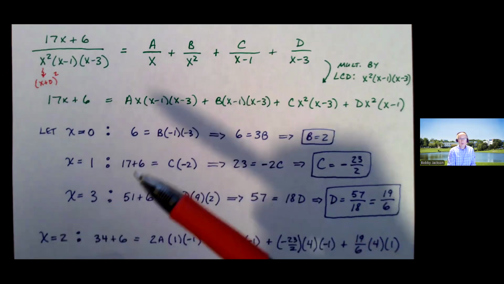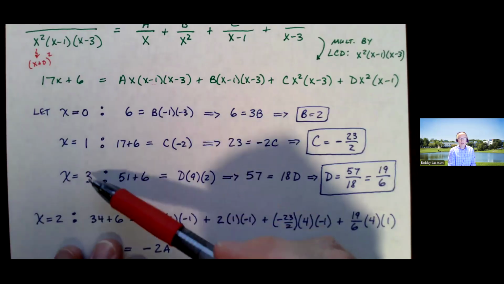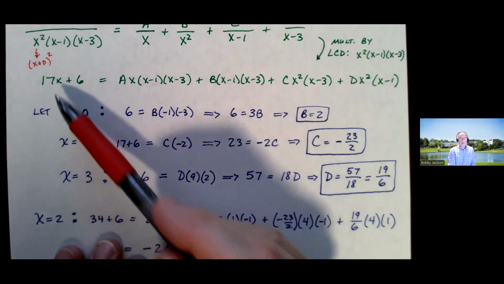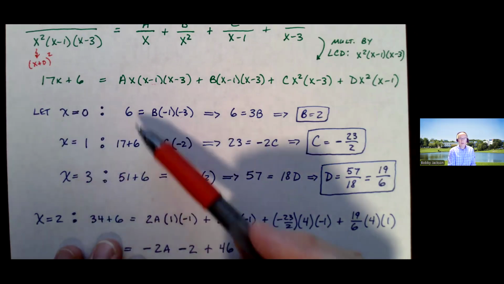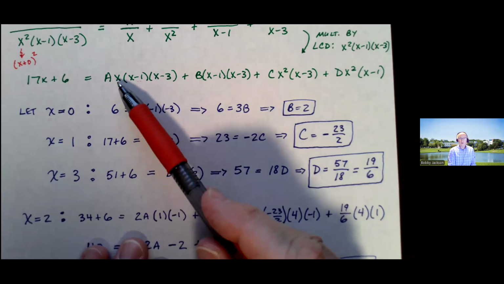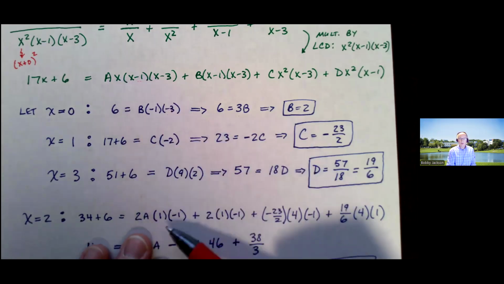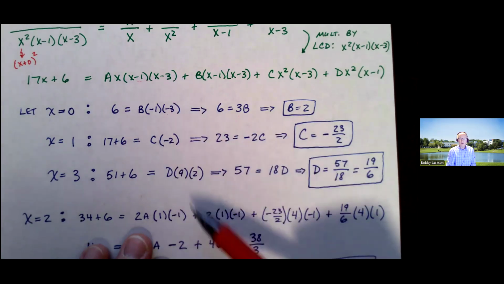So any other value of x other than these three that we've chosen, 0, 1, or 3. So what am I going to choose? I'm going to choose 2. Again, it could be any other value. I'll choose something simple like 2. So when I plug in 2, 17 times 2 is 34, plus 6. And now if I plug in 2 for x here, I'll get 2 times A. 2 minus 1 is 1. 2 minus 3 is -1.